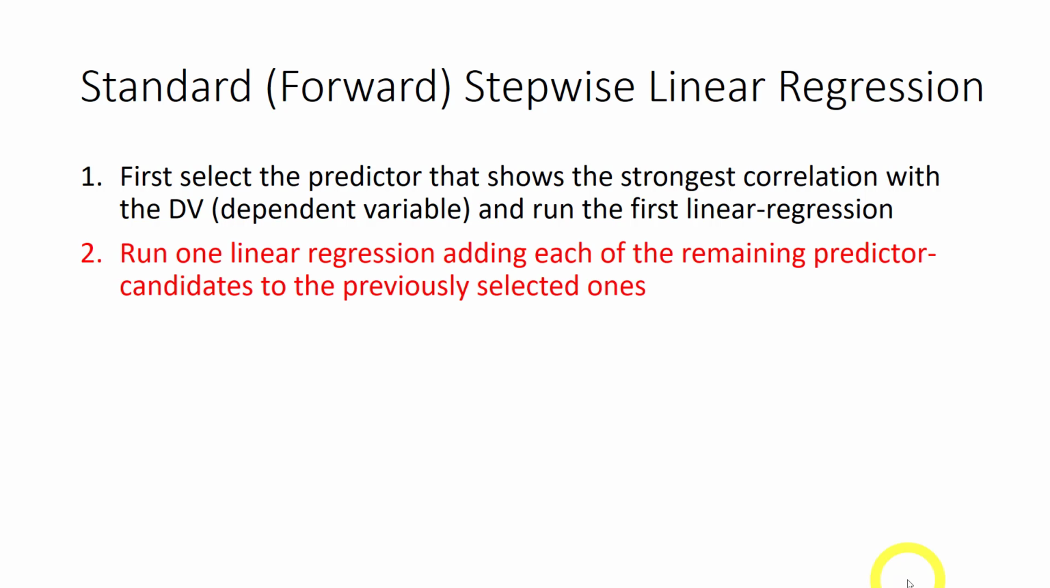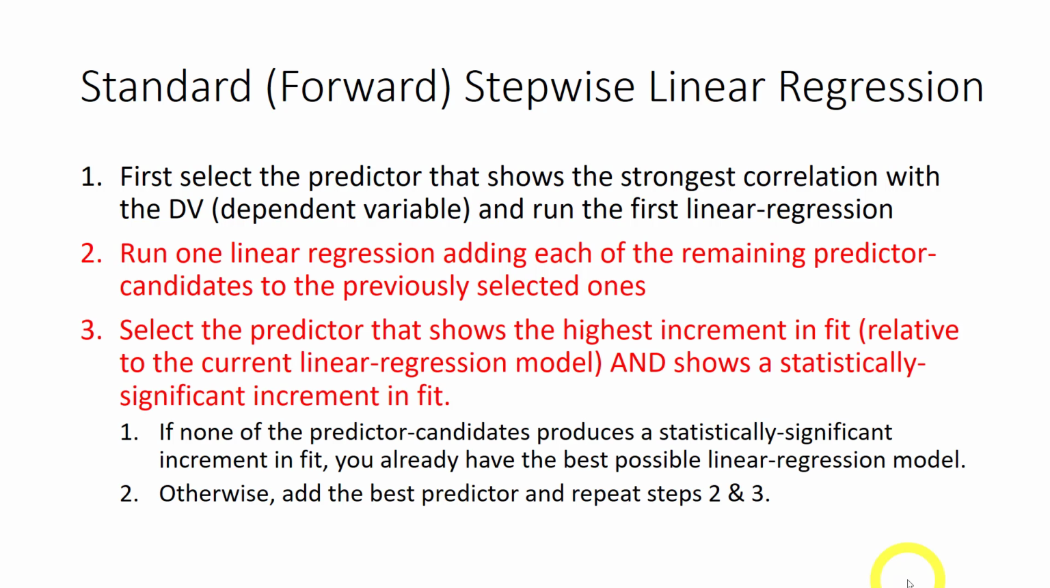Then it will add that first predictor into the linear regression and then run one linear regression, adding each one of the remaining predictor candidates to the first predictor. And after running each one of those linear regressions with the previous model and adding one of the remaining predictor candidates, stepwise linear regression will select the predictor that shows the highest increment in fit relative to the current linear regression model and shows a statistically significant increment in fit.